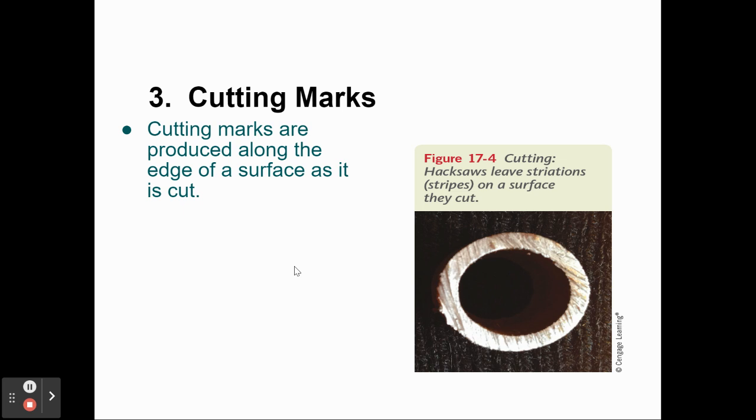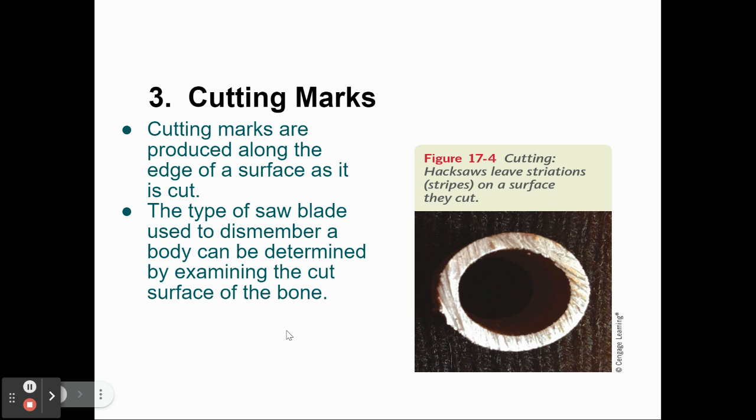Cutting marks are going to be produced as a result of the tool making marks on the edge of a surface as it cuts through that particular object. All right. And so different saws or different tools will leave different types of cut edge surfaces, which ends up being very important. There's a lot of work that's been done and is currently still being done to categorize these and individualize these as well.